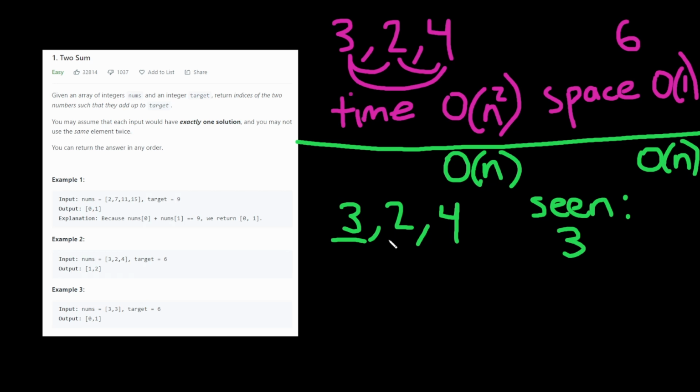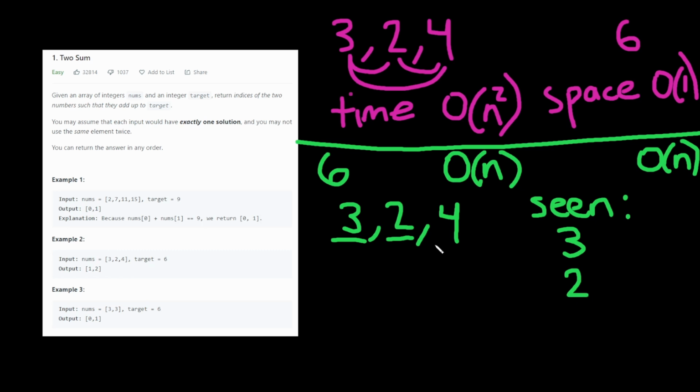Okay, then we go to 2, and we say, okay, is 4 an element in our seen? Because 2 plus 4 would equal 6, right? Oh, I didn't write the target. Let's write the target here. Because 2 plus 4 would equal 6. But no, there's no 4 in our seen data structure. So let's just add 2.